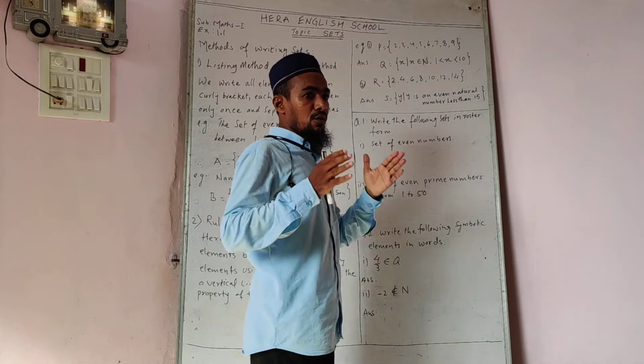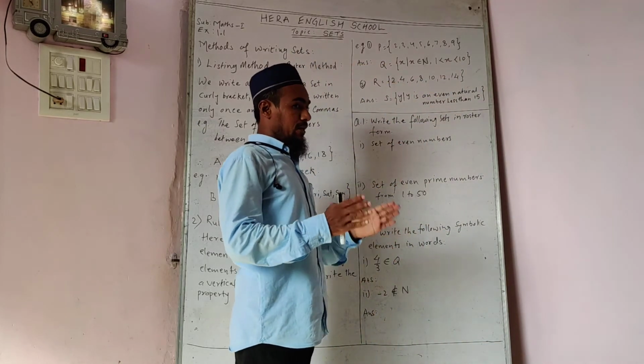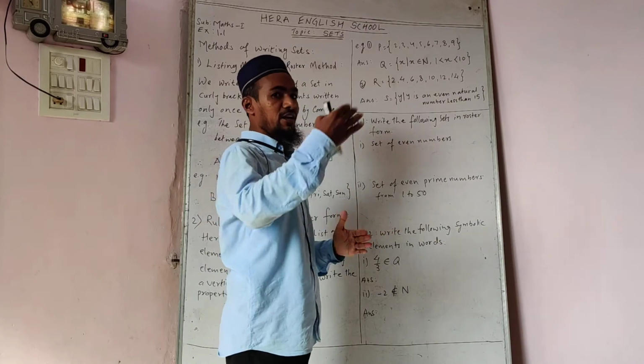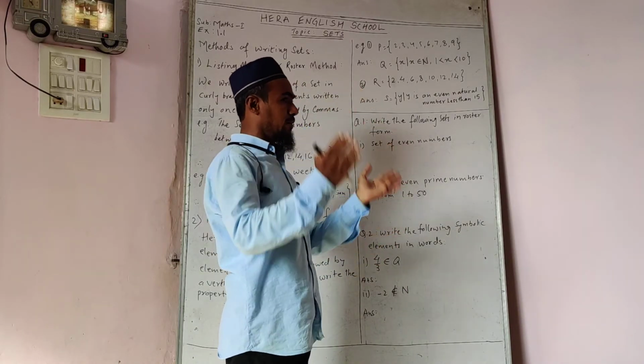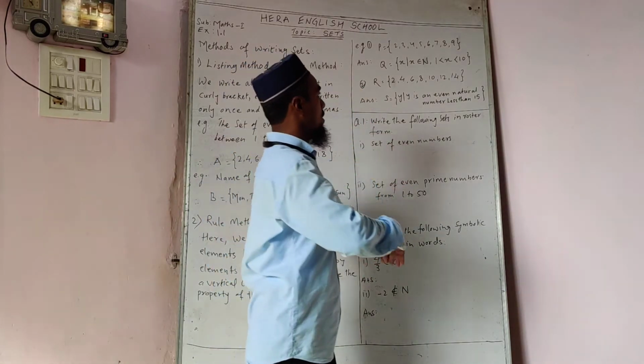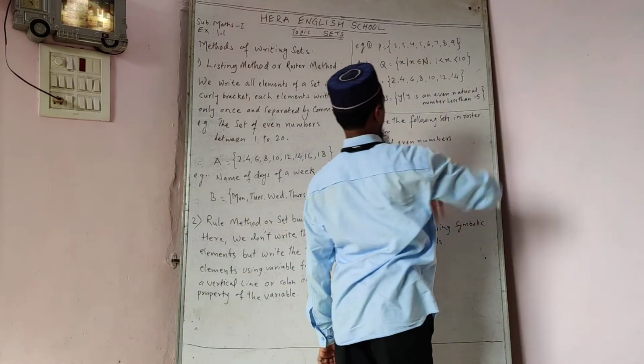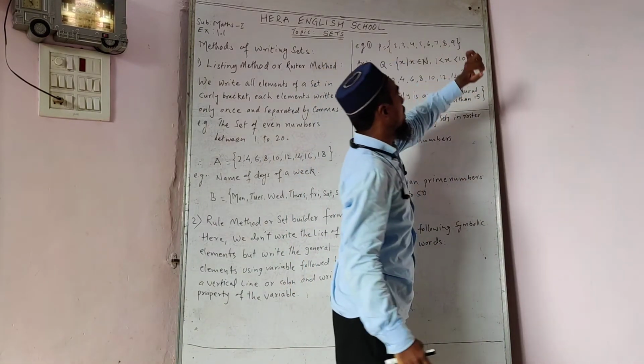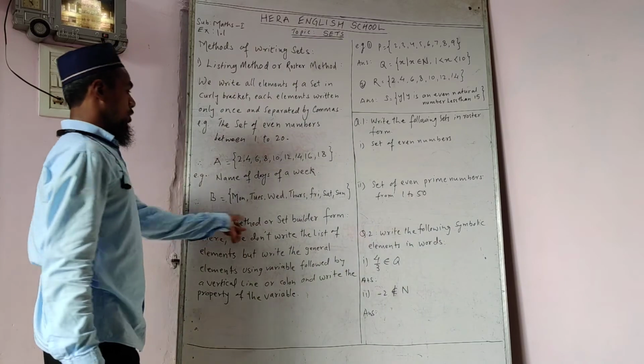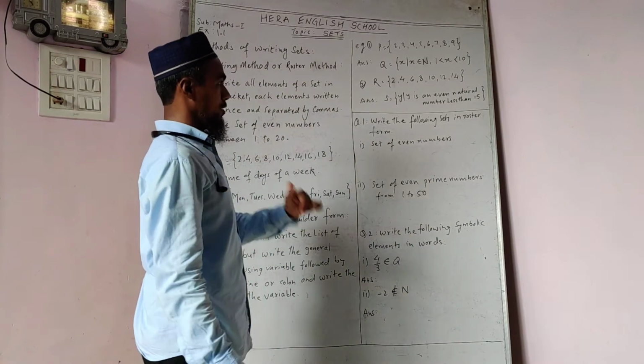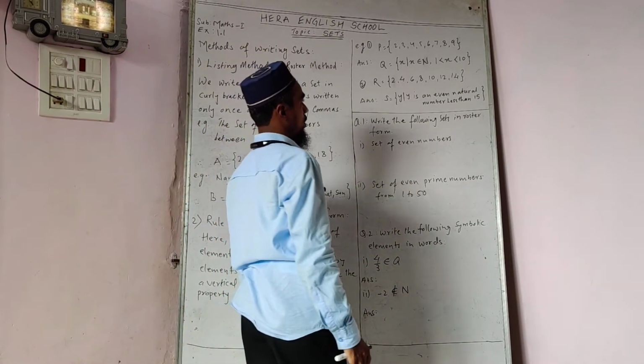What numbers are there? The numbers which are more than 1 and less than 10, which means all the numbers will be there, which all belong to X. This is the form of what? Rule method, or you can say set builder form. See the next example here, what we have.